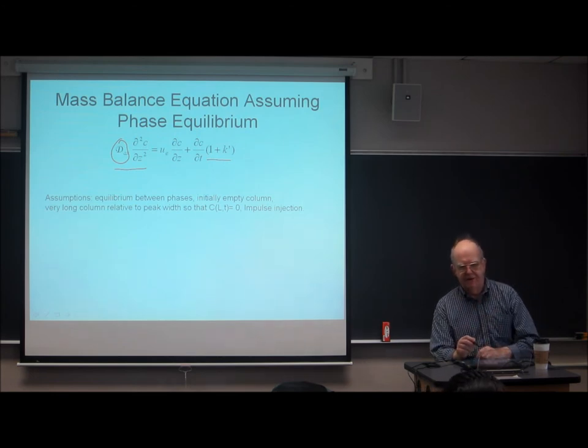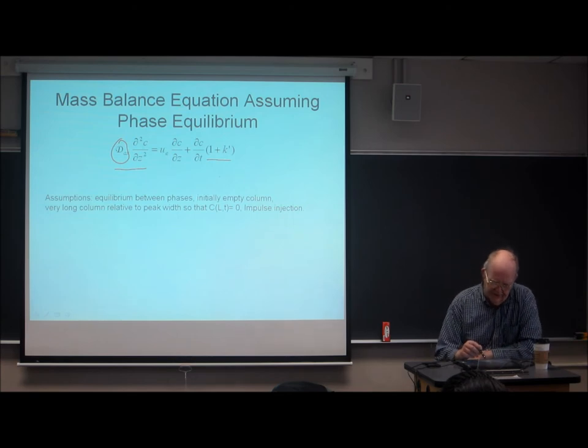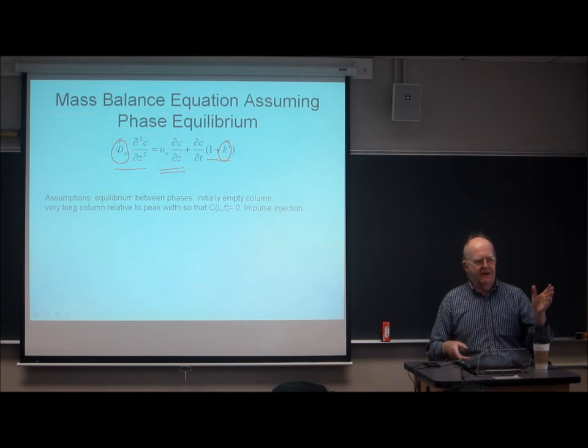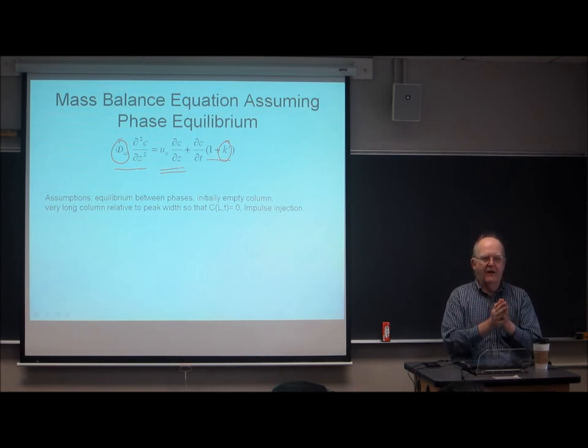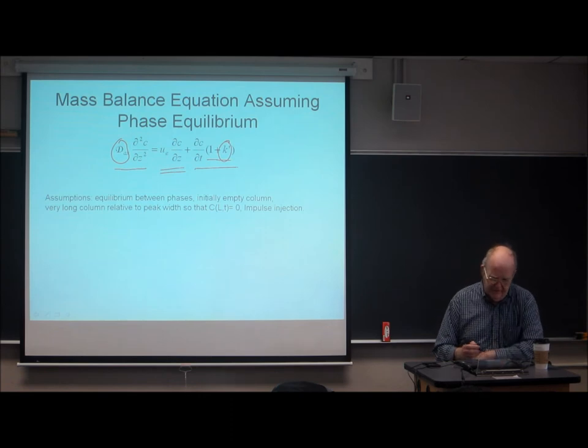I've replaced the dq/dt, the stationary phase kinetic term. I've said it's in equilibrium, so I can relate the q and the c by an equilibrium constant, and that brings in my retention factor. This term is just convection in and out of a thin element in the column. This is the rate of accumulation of solute in the moving phase and in the stationary phase in that thin element. So we have to solve this problem.